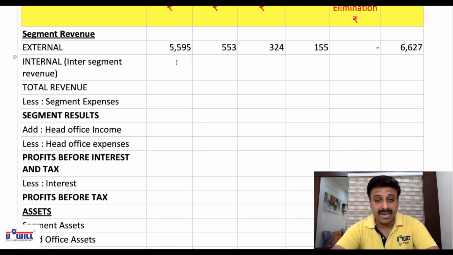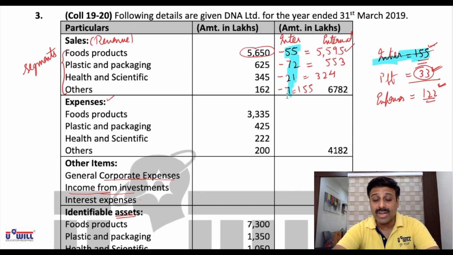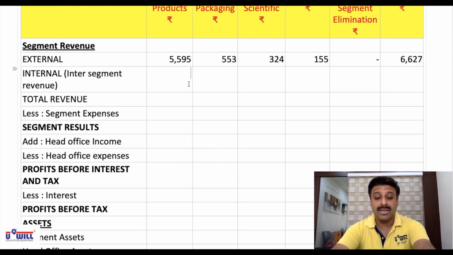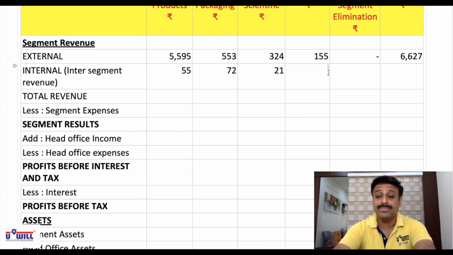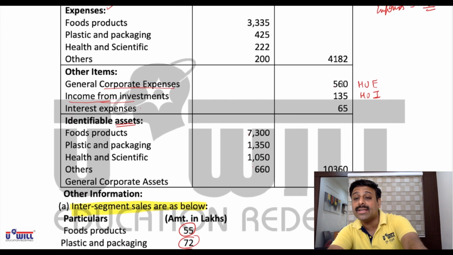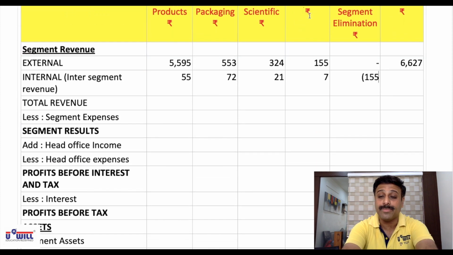Then inter-segment revenue, what we have to eliminate, we already discussed that. 55, 72, 21, 7. It is also given in adjustment 1: 55, 72, 21 and 7. So in inter-segment elimination, what we have to minus, that total also we have done here, 155. Total inter-segment revenue is 155. Total will come nil always.